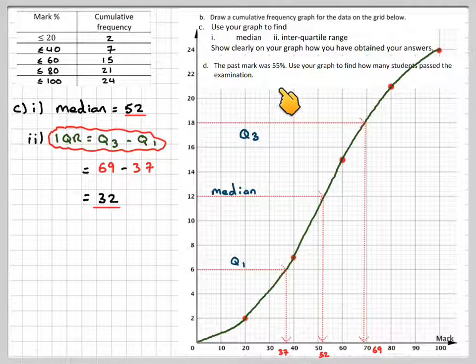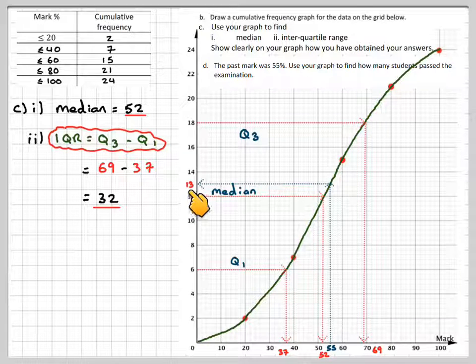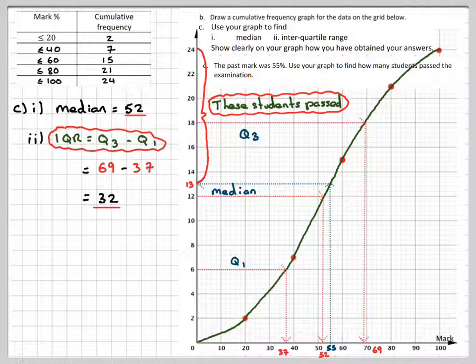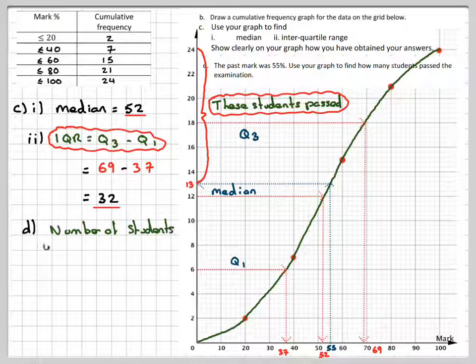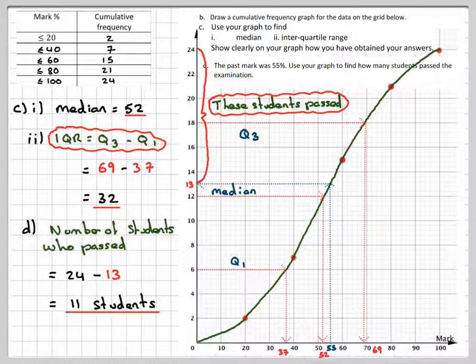The pass mark of the exam was 55%. Use your graph to find how many students passed the exam. So we need to find 55%, which is here. Draw up a line to our graph, read off, and we see we get 13. That doesn't mean 13 people have passed the exam. In fact, it means the opposite. 13 people have actually failed the exam. Because these have failed, these students have passed the exam. So the number of students who passed the exam is going to be 24 minus the value that I got, which gives me 11 students.